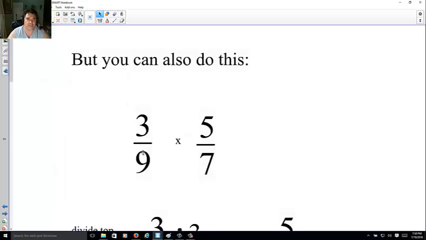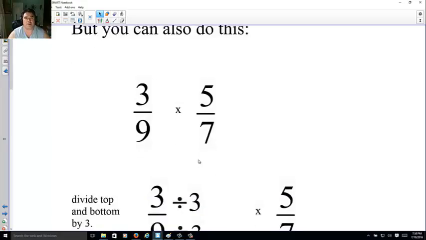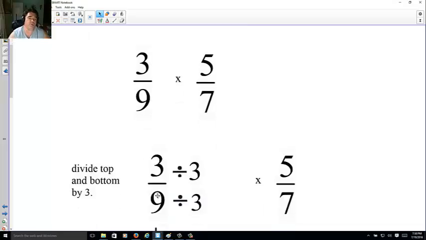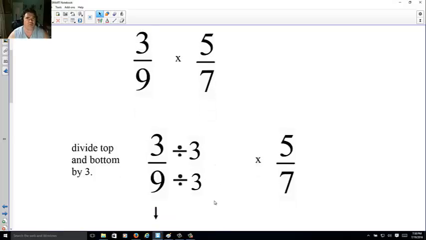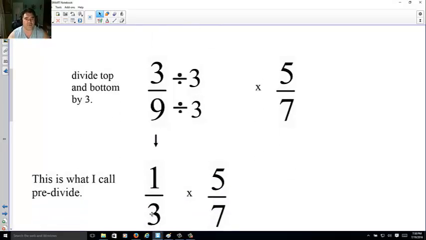But you could also do this, 3/9 times 5/7. We talked about pre-dividing, but this time I don't have a 3, but I can divide both of these by a 3. And this works if you can do it for the top and the bottom. So it doesn't matter if this is the top or this is the bottom, or this is the top or this is the bottom. As long as you do it to one each, you're fine. So 3 divided by 3 makes 1, and 9 divided by 3 makes 3. So really this becomes 1/3. And this is what I call a pre-divide.